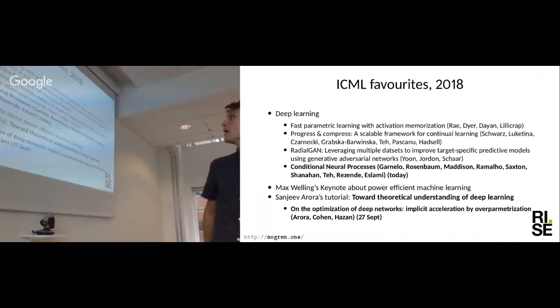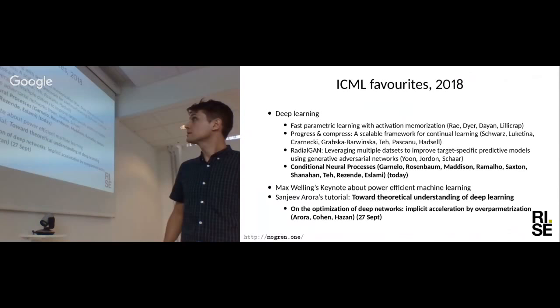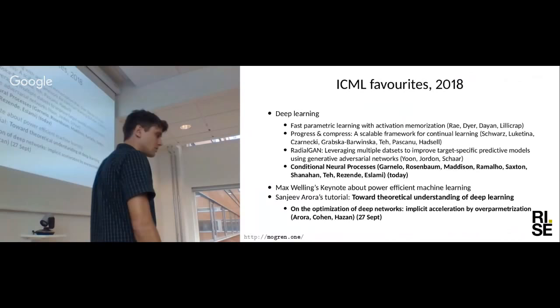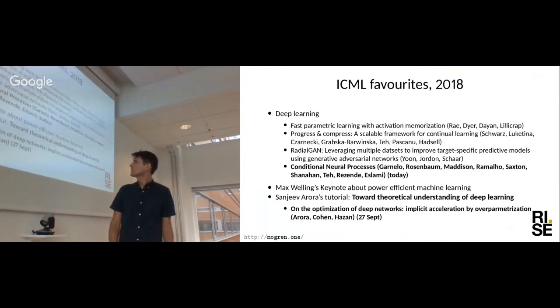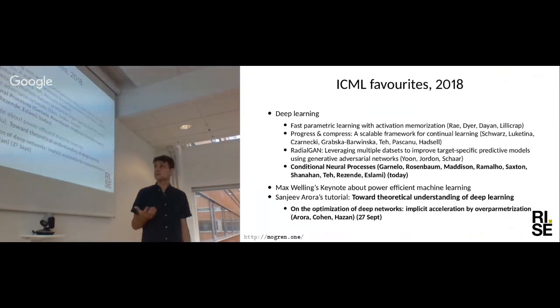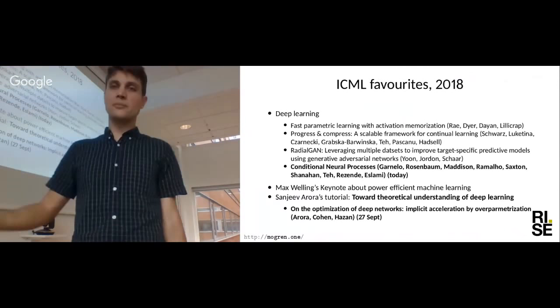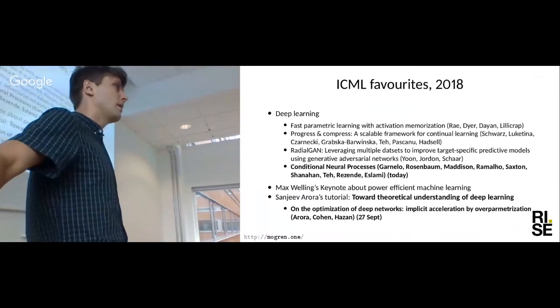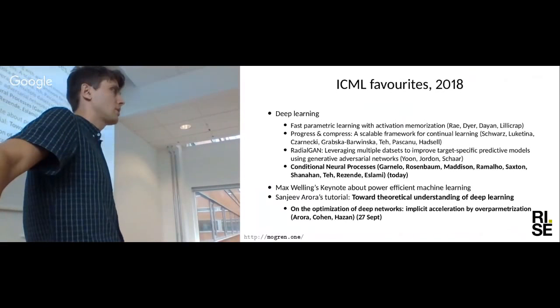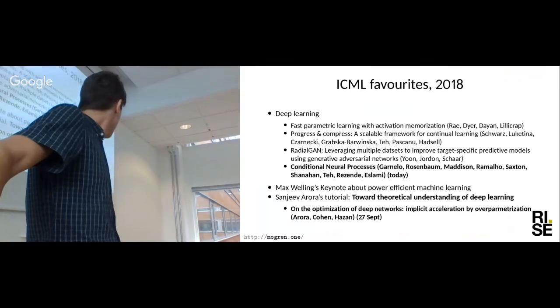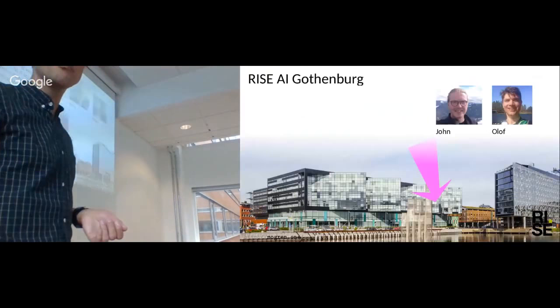Also, nice things were the keynote by Max Welling about power-efficient machine learning, and this tutorial by Sanjeev Arora toward theoretical understanding of deep learning, where one of the main points was actually presented in a talk later at the conference on the optimization of deep networks, implicit acceleration by over-parameterization, where you talk about why it is that we can actually learn such large, deep networks as we do. I'll be talking about that in 2 weeks.